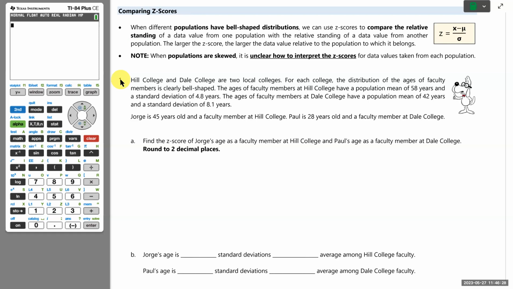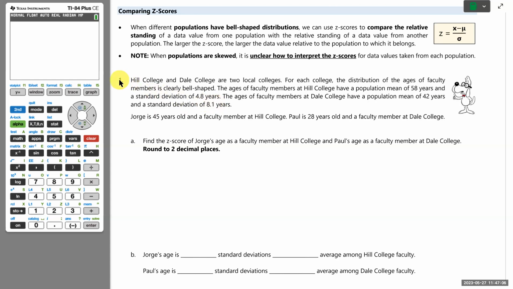All right, so here we go. Number one, Hill College and Dale College are two local colleges. For each college, the distribution of ages of the faculty members is clearly bell-shaped. So there's that condition met. The ages of faculty members at Hill College have a population mean of 58 years with a standard deviation of 4.8 years. And the ages of faculty members at Dale College have a population mean of 42 years and a standard deviation of 8.1 years.